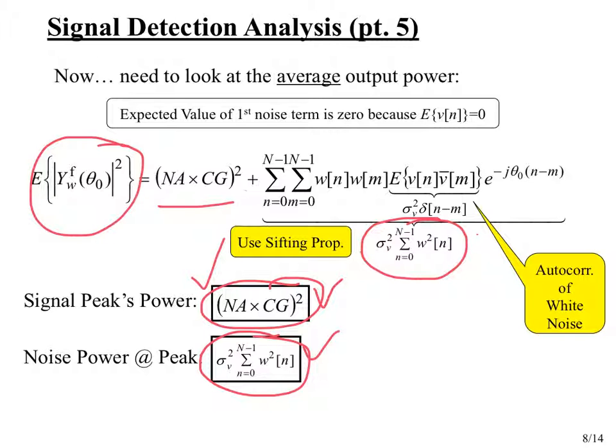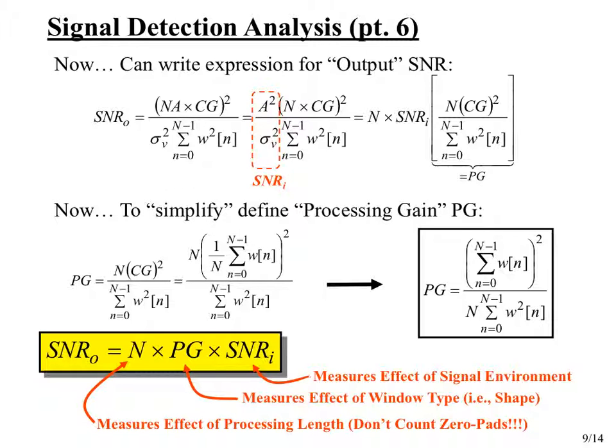So the bigger our signal peak power is relative to the noise power at the peak, the better we'll be able to see that peak. And so we will look at the ratio of these two things. That will be our output signal-to-noise ratio. So here's our output signal-to-noise ratio. Here's the signal power term that we just came up with. Here's the noise power term that we just came up with. And now we're just going to do some algebraic manipulation of that to get it into a form that makes sense.